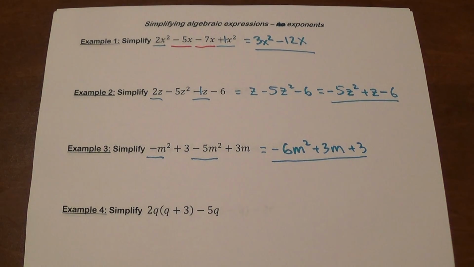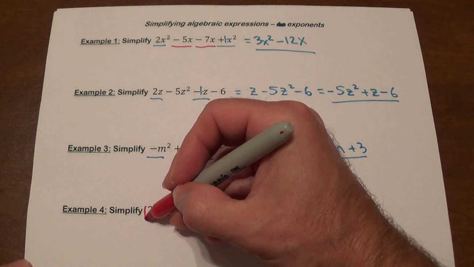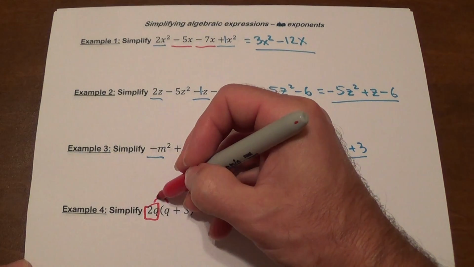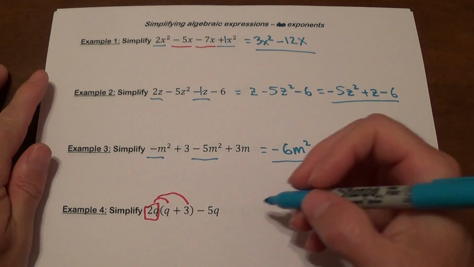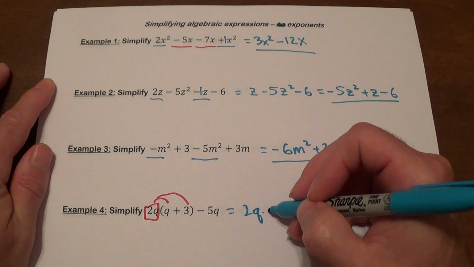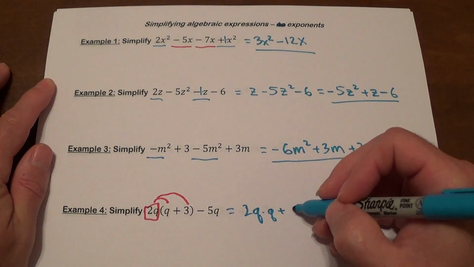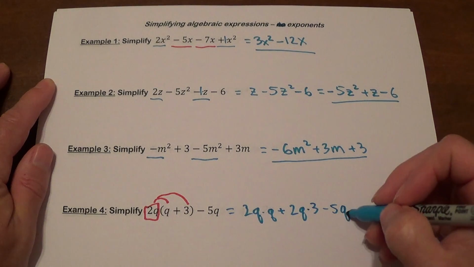Now I'll have parentheses involved. So with parentheses you have to multiply. So we're distributing. Take this whole thing here and we're going to distribute it like this, only over what's in parentheses. That means we multiply 2q by q plus 2q times 3 and then minus 5q.